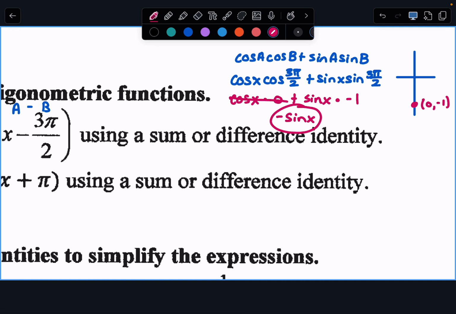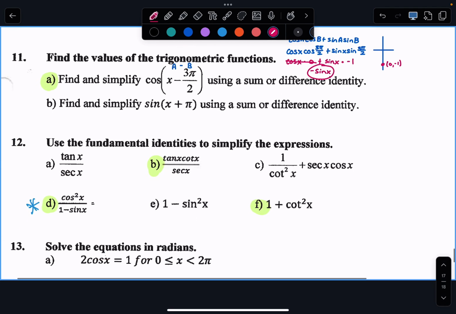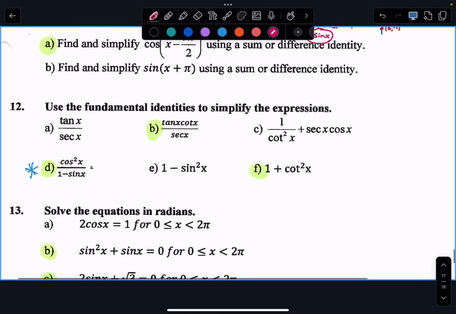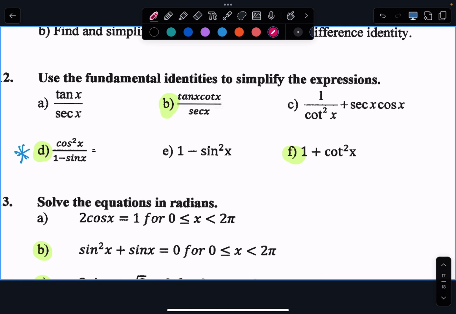So I'm going to give you one where you have to use your sum and difference identities. Okay? I'm trying to hurry up so I can finish. Then I'm going to give you, I think, 3 where you have to use your identities. The ones that are not memorized: your Pythagorean, your reciprocal, your quotient.